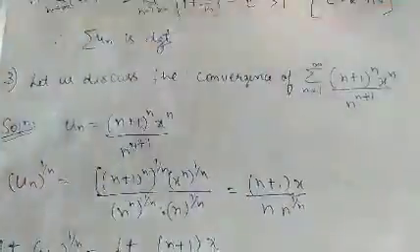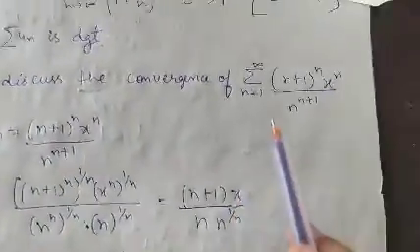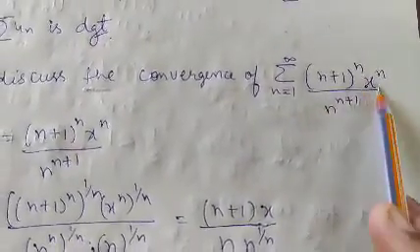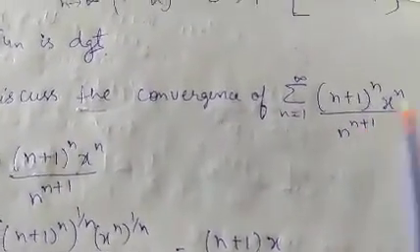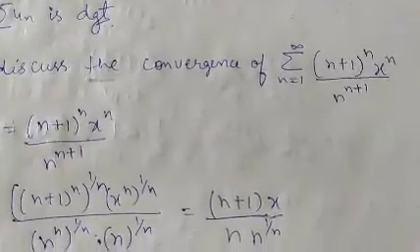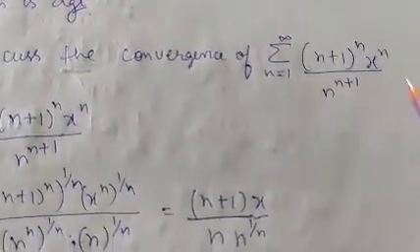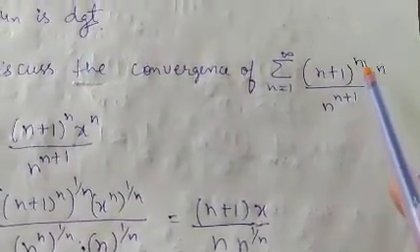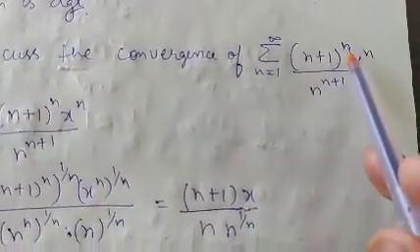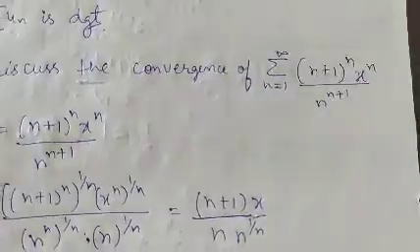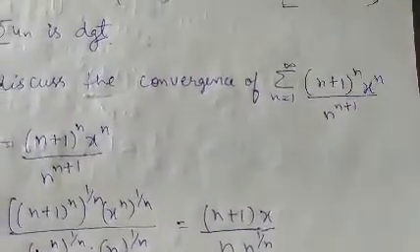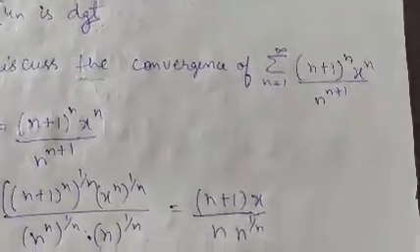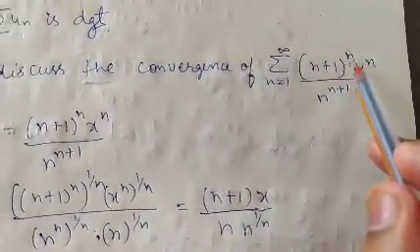Discuss the convergence of summation (n plus 1) whole power n into x power n divided by n power n plus 1. So how do you come to know whether we have to apply Cauchy's root test or not? See, when you observe this problem, the power n will come. Whenever you see the power n, you have to apply Cauchy's root test, where the keyword is root. Root means some n will come in the power.